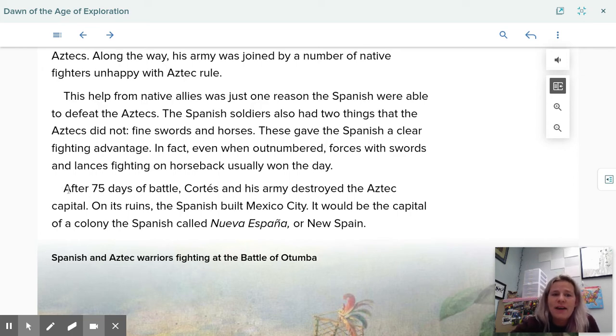After 75 days of battle, Cortez and his army destroyed the Aztec capital. On its ruins, meaning on what was ruined and left of the capital, the Spanish built Mexico City. It would be the capital of a colony the Spanish called Nueva España, or New Spain.